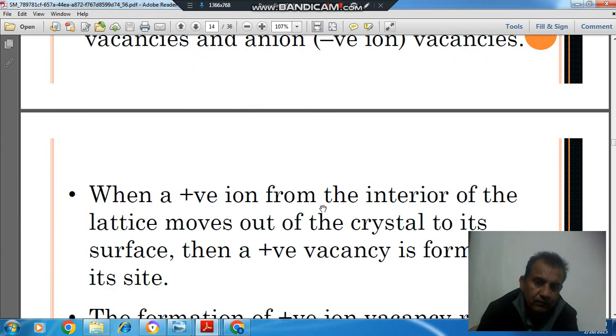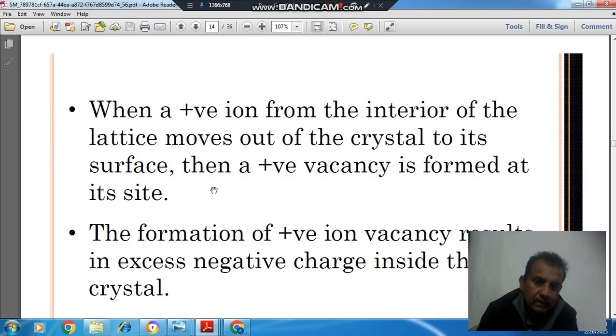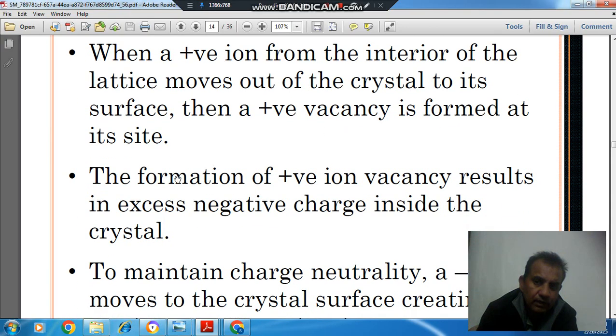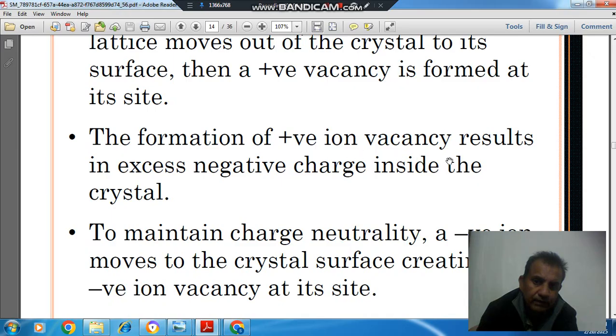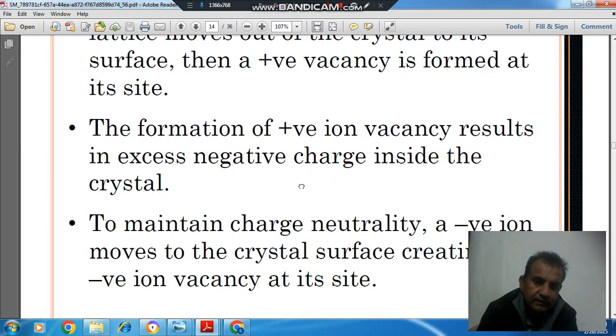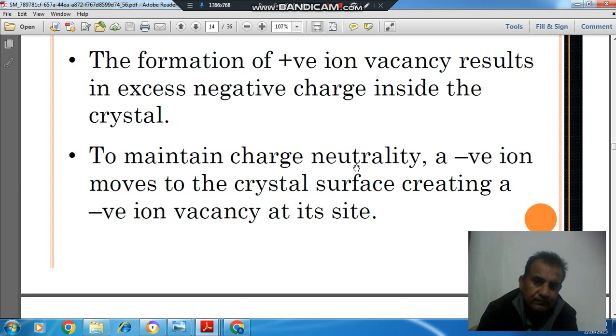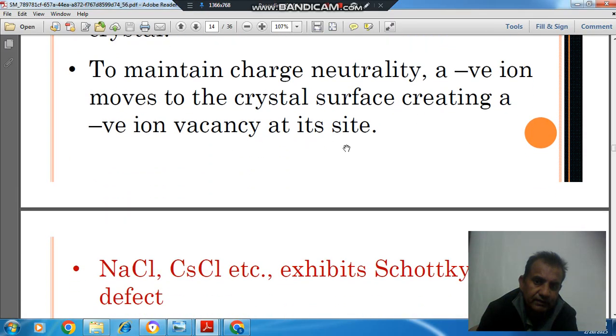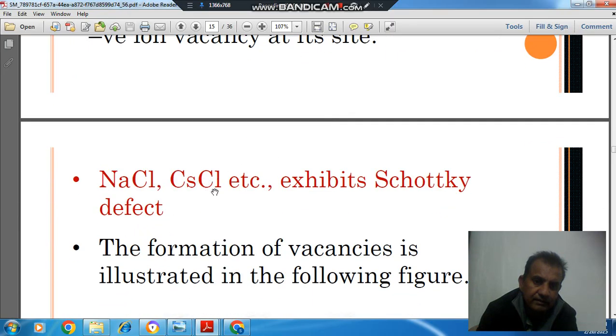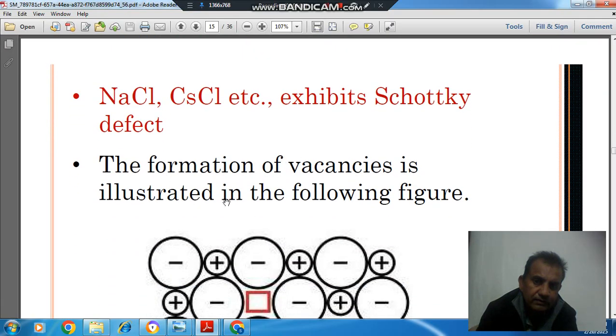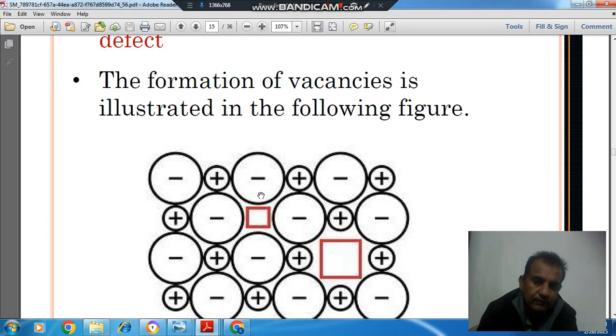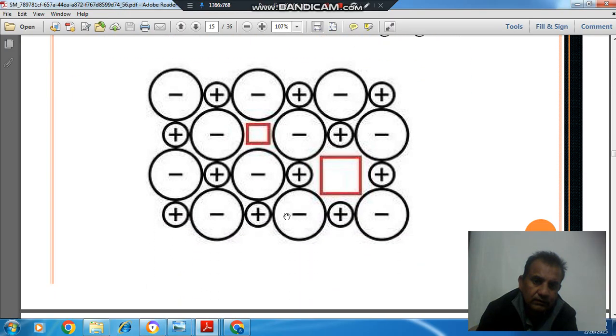When a positive ion from the interior of the lattice moves out of the crystal to its surface, then a positive vacancy is formed at the site. The formation of positive ion vacancy results in excess negative charge inside the crystal. To maintain charge neutrality, a negative ion moves to the crystal surface, creating a negative ion vacancy at its site. NaCl, CsCl etc. exhibit Schottky defect. The formation of vacancy is shown in the following figure. This is the vacancy.